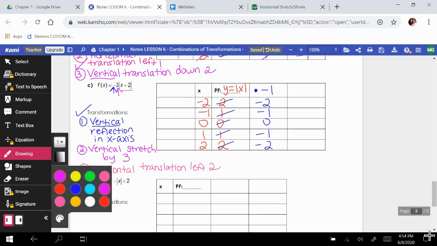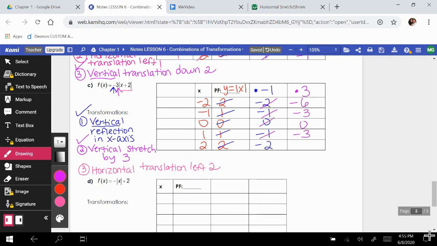Vertical stretch by 3. Again, it's vertical, so that's changing y. Vertical stretch by 3, so I multiply by 3. We get negative 6, negative 3, 0, negative 3, and negative 6.